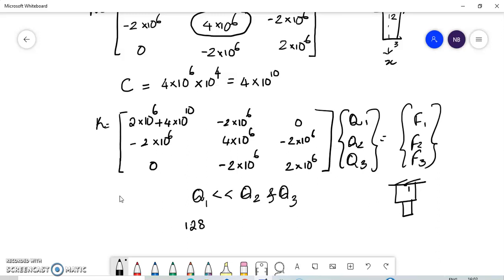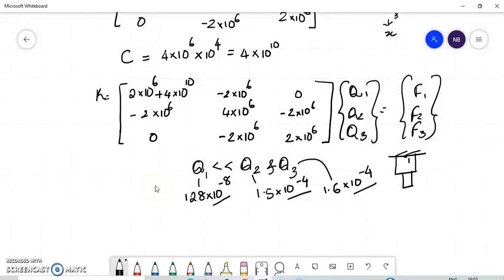So for example, you will get some answers like this. This is Q1, Q2 would be say 1.5 into 10 to the power minus 4. This will be say 1.6 into 10 to the power minus 4. This is just for an explanation. So look at this order here. This is 10 to the power minus 4. This is also 10 to the power minus 4, whereas this is 10 to the power minus 8. So when we add a large number to the degree of freedom which was fixed, in this case node 1, this is basically done so that the answer is almost 0 for Q1.